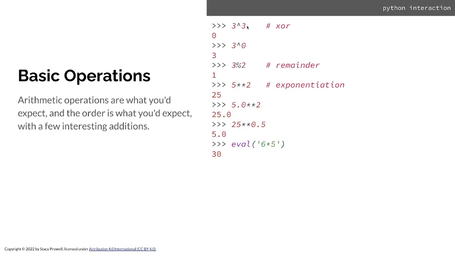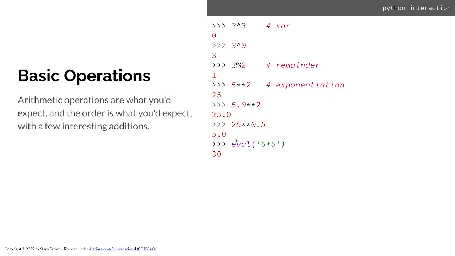Some other basic operations. Exclusive OR is the caret. So 3 exclusive OR with 3 is 0, and 3 exclusive OR with 0 is 3. The remainder operation is the percent. You can also think of that as the modulus. Exponentiation is 2 asterisks because the caret is used for exclusive OR. 5 squared is 25, and 5.0 squared is 25.0. So you see how it tries to deduce the right types for things. 25 to the power of 0.5 is 5.0.